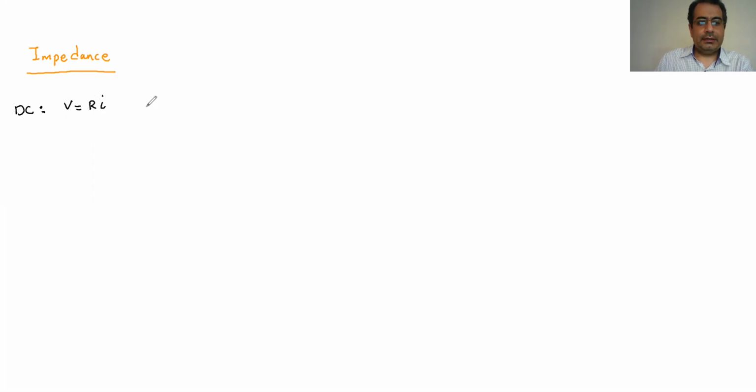Now, when we come to the AC format, we want to keep this format as well. So instead of writing it in the DC format, we will write V is going to be, instead of R, Z, and then I. So V and I are time dependent AC voltage and current. This Z here is going to be called impedance.